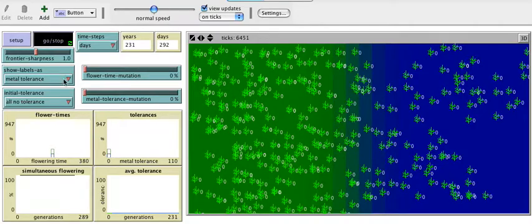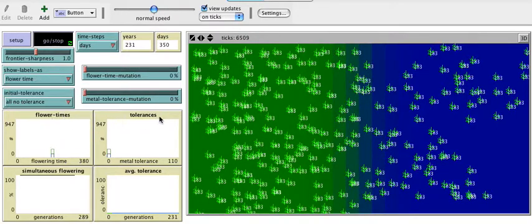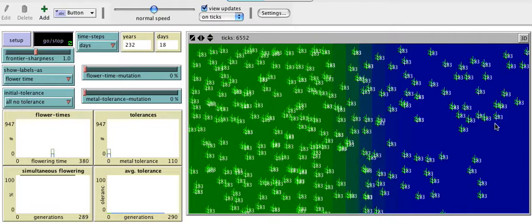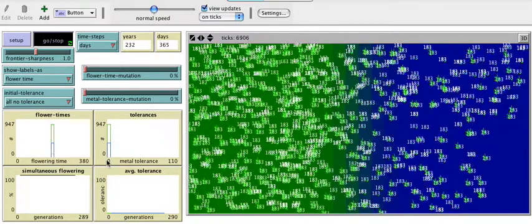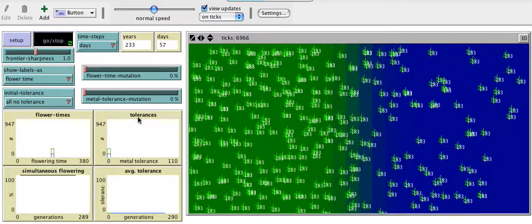I can also change it to flowering time, showing that at 183 days through the year, the plants will flower. 10 days later, their flowers will stop blooming. The graph for the tolerances also shows that plants both in the green and blue region have the same value. It shows there's more plants growing in the normal soil, shown by the green bar, than in the blue soil.